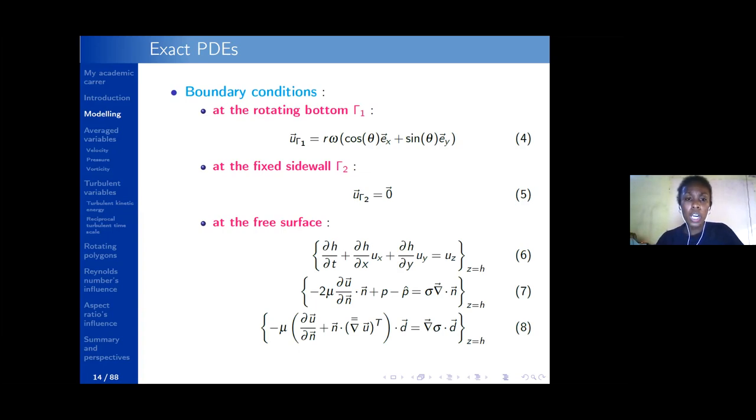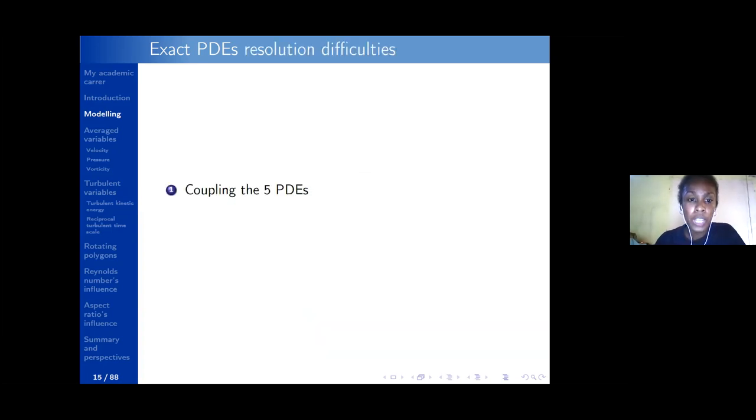So we have to solve those PDEs. And we got five coupled PDEs, which represent difficulties because we have a high number of PDEs to couple. And we also have to deal with turbulence.